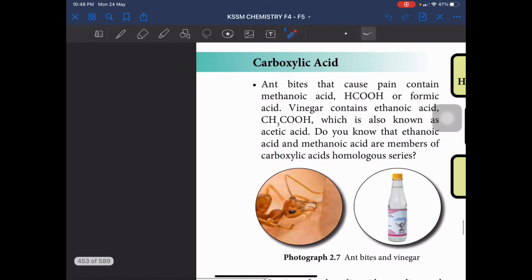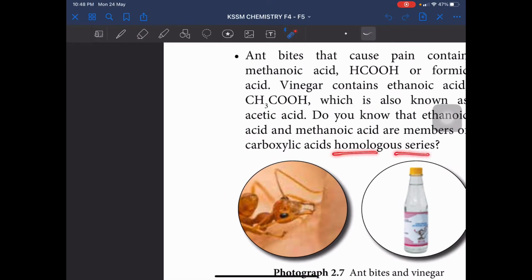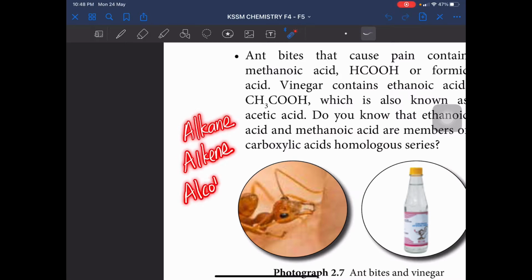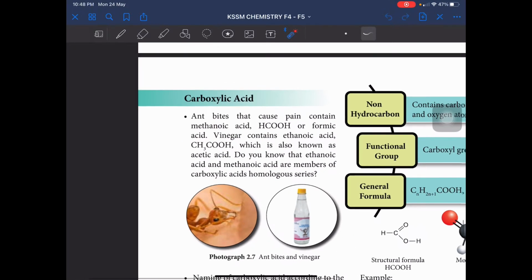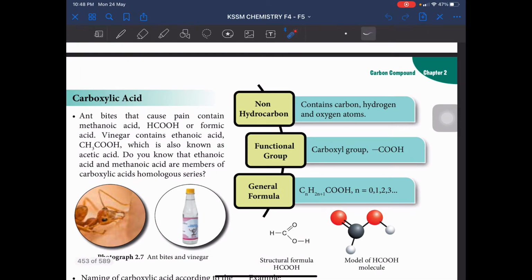So I would like to remind you one more time, we are now in the fourth homologous series. The first homologous series that we have learned is alkane. The second one is alkene. The third one is alcohol. And now we are learning the fourth homologous series, which is called carboxylic acid. So, apa itu carboxylic acid?